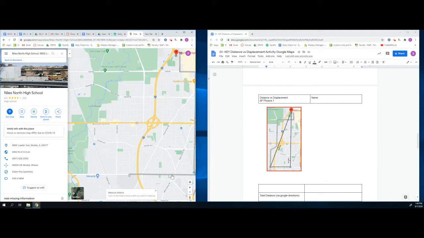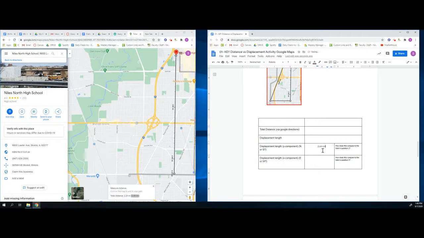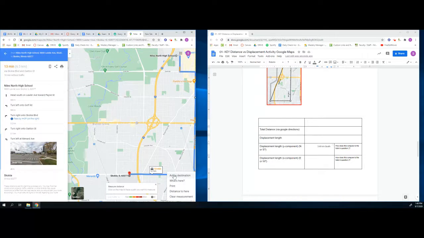And I'm going to go straight down. And this is my vertical distance of my triangle. Okay, and I'm going to copy this number down. It's 3.69. Okay, that's 3.69 south. And then I'm going to start from here, distance to here, and go from here to here. And that is 1.38 kilometers east.